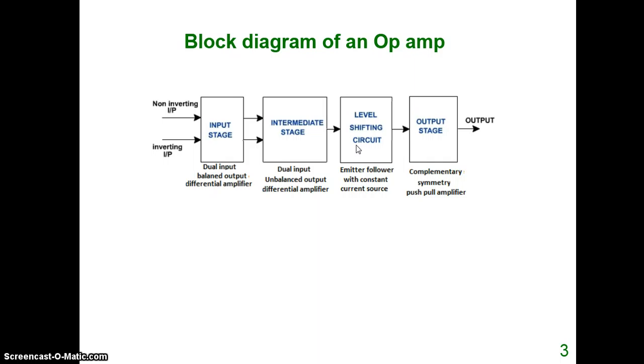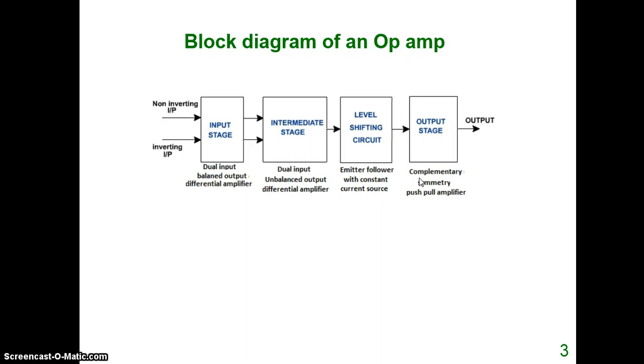See, that is again an emitter follower with a constant current source. The final stage is usually a push-pull amplifier output stage. The output stage normally increases the output voltage swing and raises the current supplying capability of the op-amp. A well-designed output stage provides low output resistance.